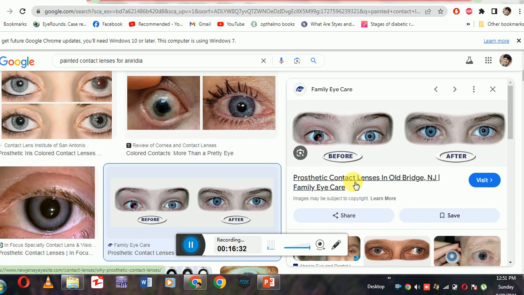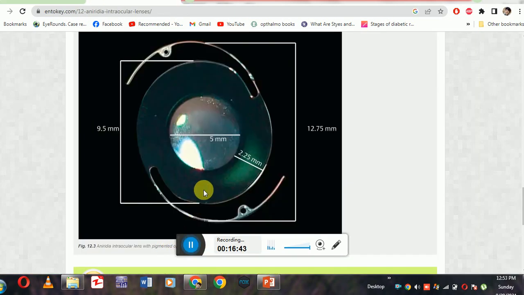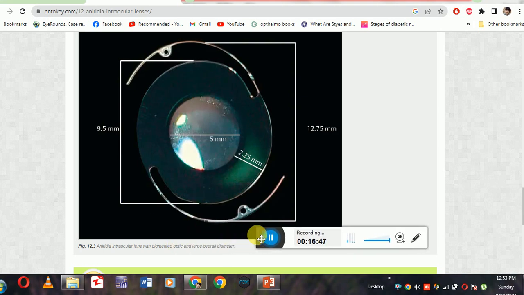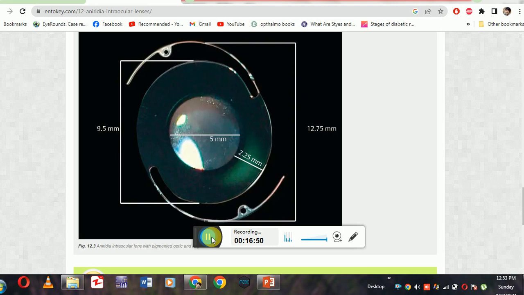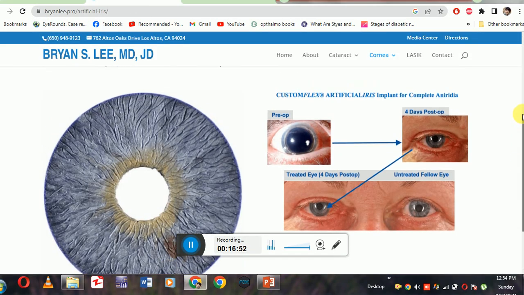This is a prosthetic contact lens before. Here you can see aniridia and after implantation. This is an aniridia intraocular lens with pigmented optic and large overall diameter. So this is artificial iris.